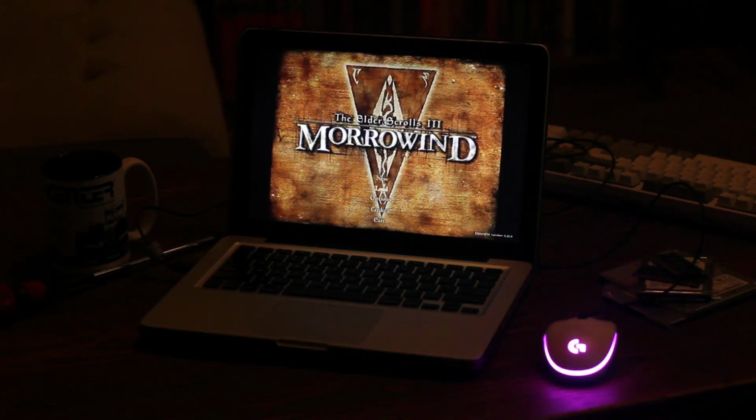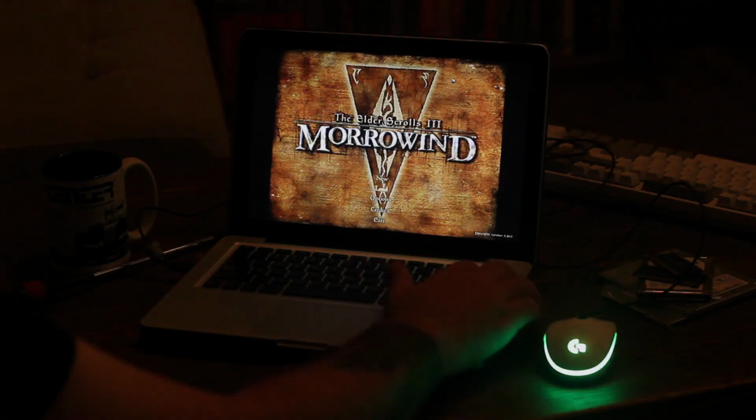Yeah, this aluminum monstrosity plays Morrowind on OpenMW. It doesn't play it the best, but it plays it well enough to where I did an actual gaming session multiple times on this thing. So, without further ado, let's tear this beast open and I will show you how to max her out.